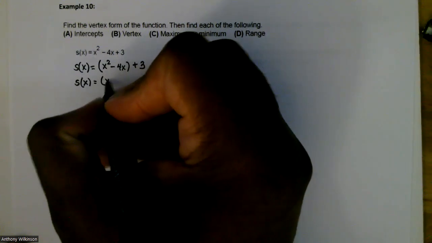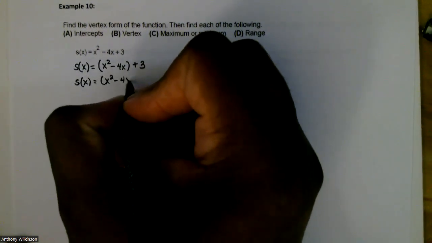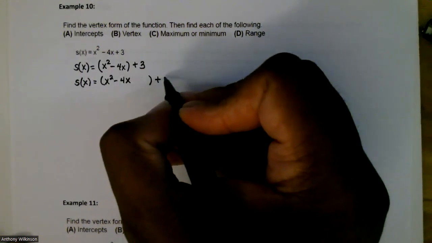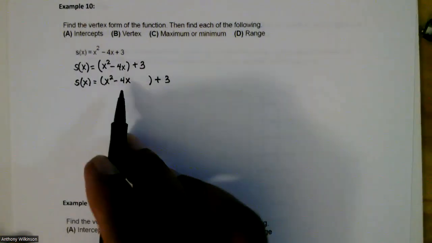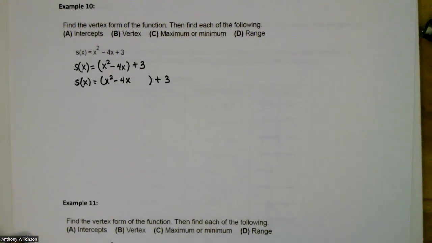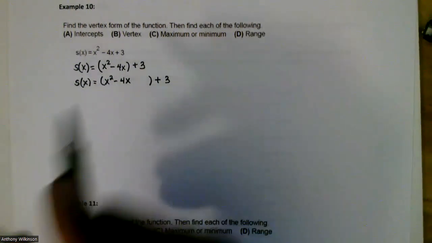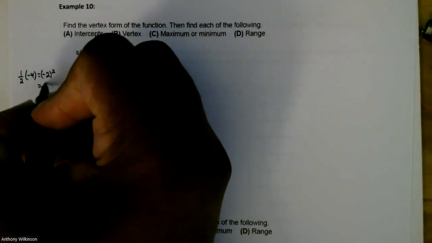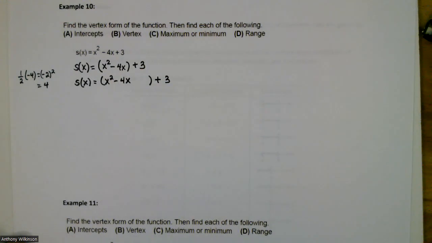So here we got x squared minus 4x. And then I'm going to put some space here and then put the plus 3 here. The way we complete the square is this. I take 1/2 the coefficient of x and square it. In other words, if I take 1/2 of -4, that would be -2. And if I square the -2, I would get a +4.